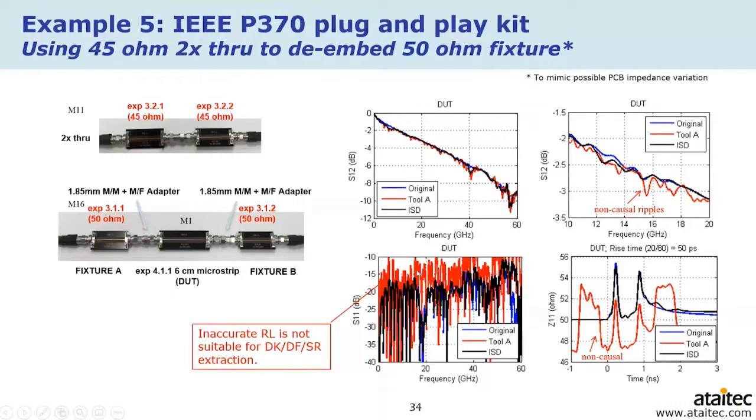those results certainly cannot be used for Dk, Df and surface roughness extraction later, right? So if you want to talk about Dk, Df, surface roughness extraction, you had better make sure that you have every term correct after the embedding: insertion loss, return loss, etc.